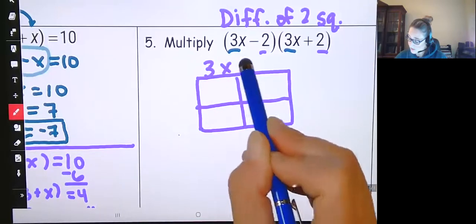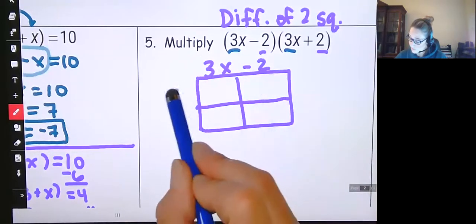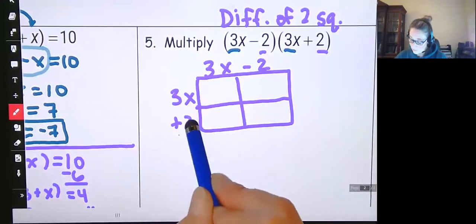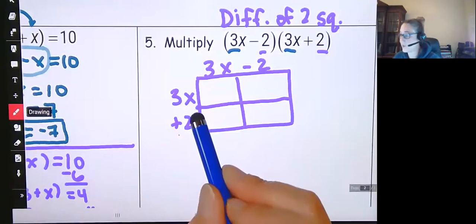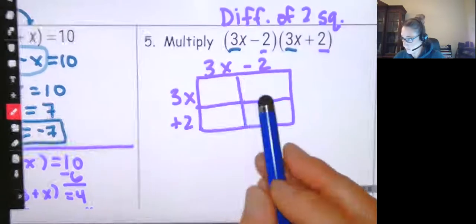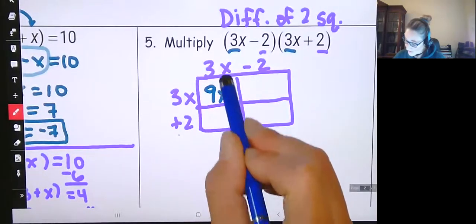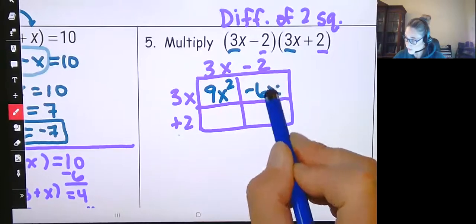So 3x minus 2, 3x plus 2, and then we're going to multiply. So the 3x is going to multiply with everything in this top row. So that's going to give us a 9x squared, a minus 6x.